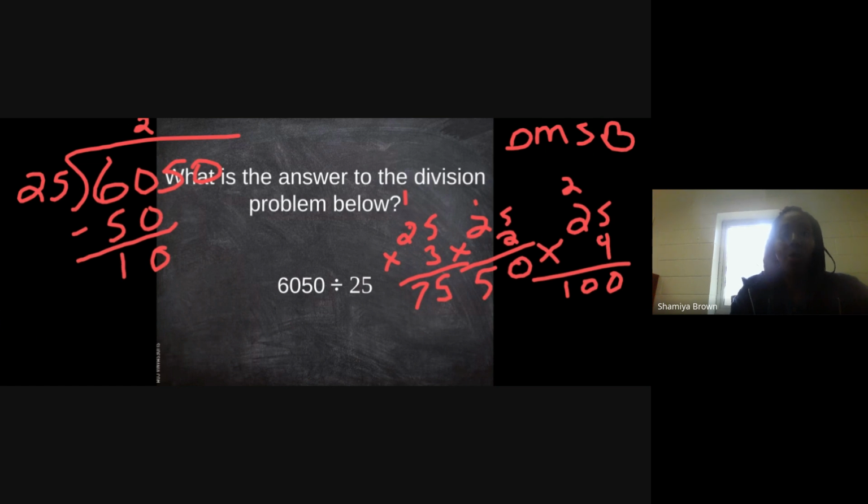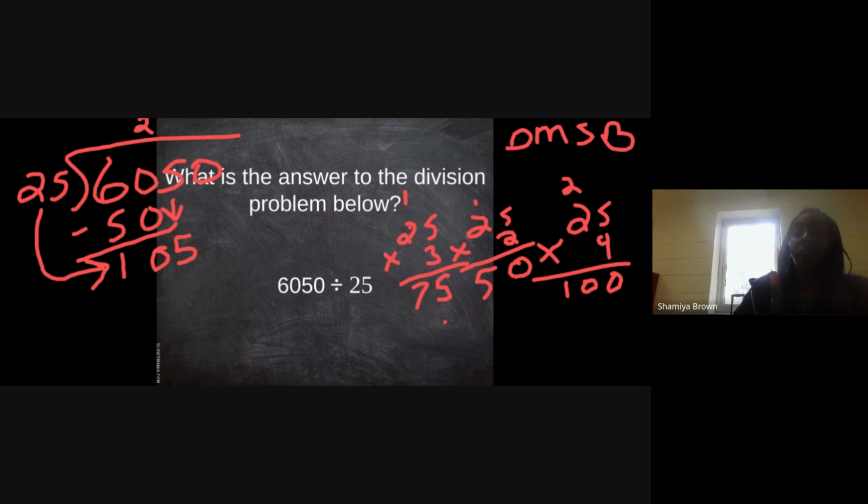So then I have to go to my next step, which is to bring down. I'm bringing down my 5. So that 5 goes right there beside that 0. So now I have a new number down here, 105. So now I'm going to go back to step 1, which is to divide. So I'm dividing 105 by 25. So I'm trying to figure out how many groups of 25 I can get out of 105.